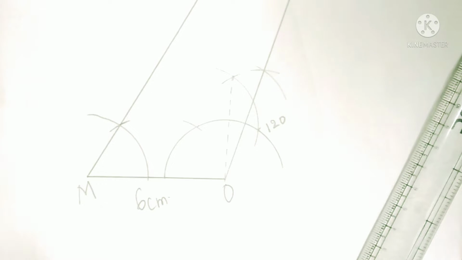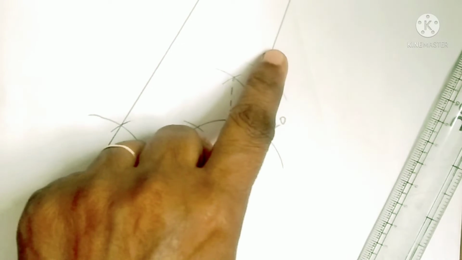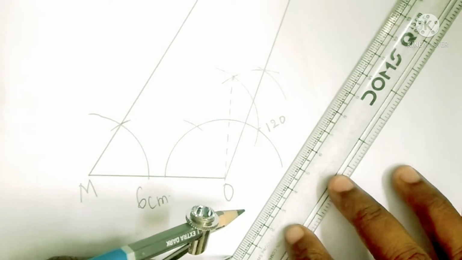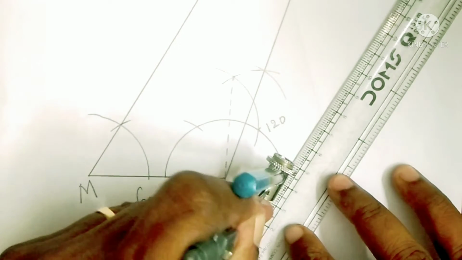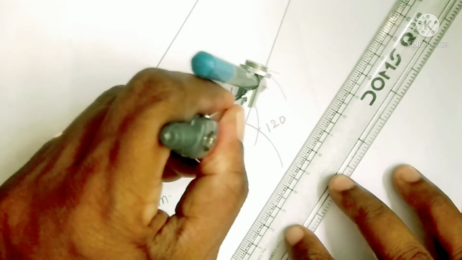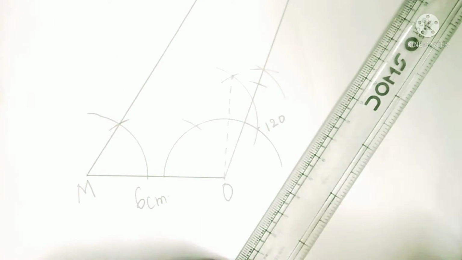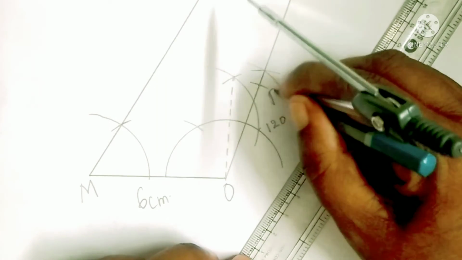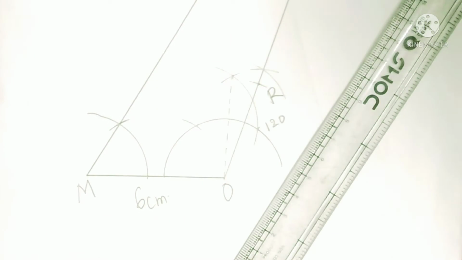Now, the side is given from here O to R, it is given 4.5. So, take 4.5 in the compass and draw one arc. So, this point is your R. Now, at R also you need to make an equal angle.